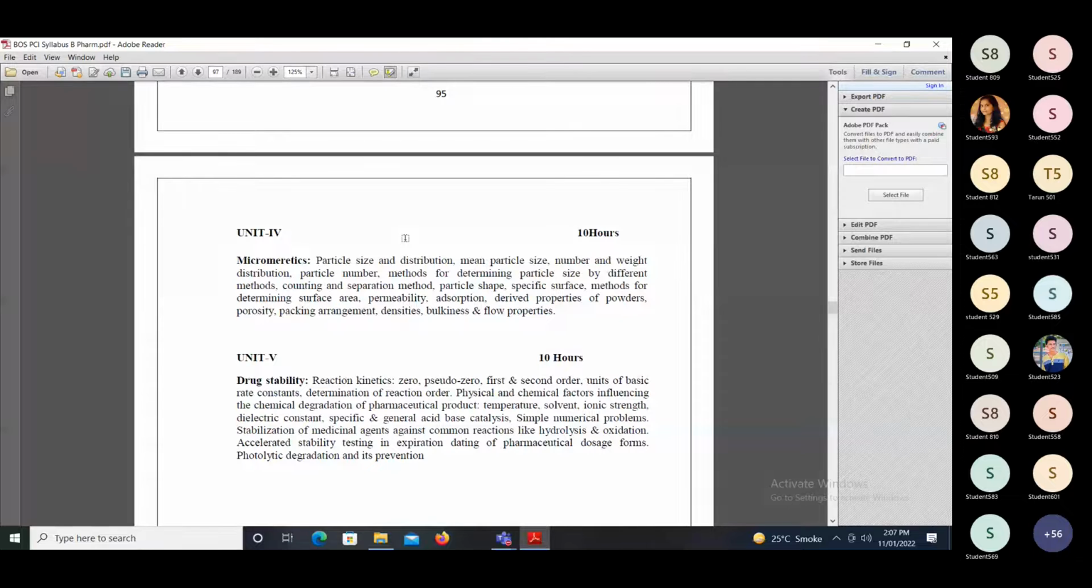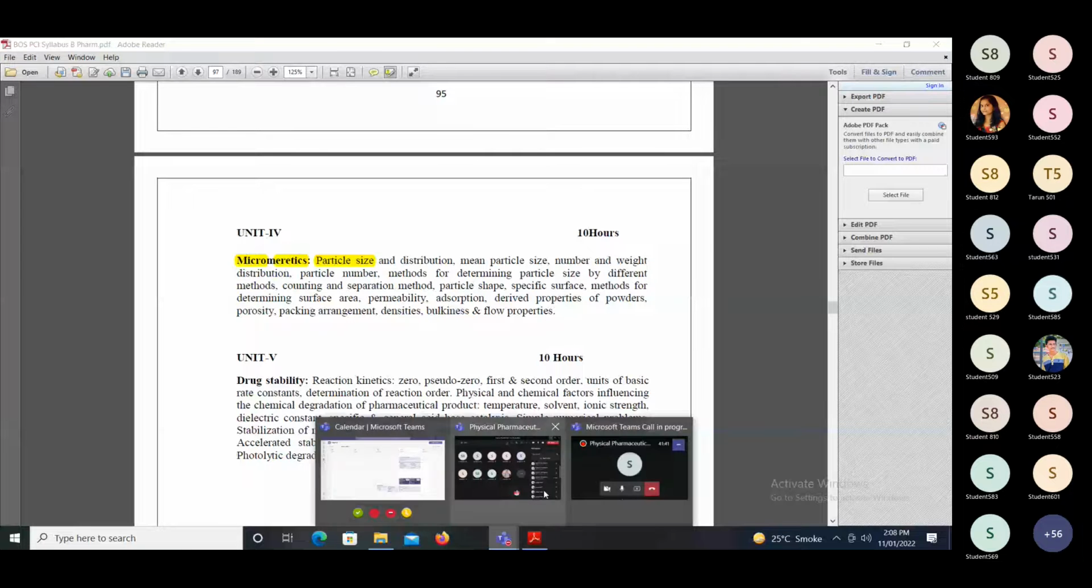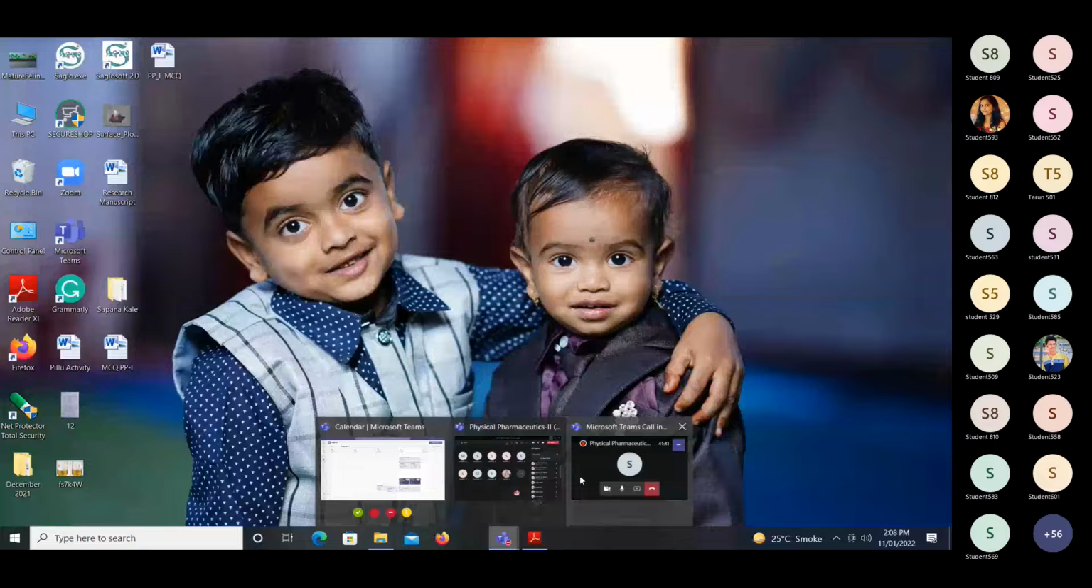Micro means small, and meritics is called science. Micro is the small particles and meritics is the science. The science of small particle size is called micromeritics. Okay. Here particularly we are going to discuss the size of the particles. The size of the particle is going to be measured in diameter.